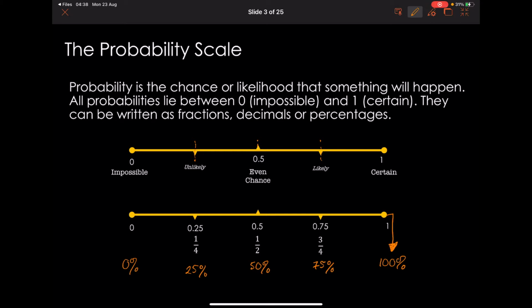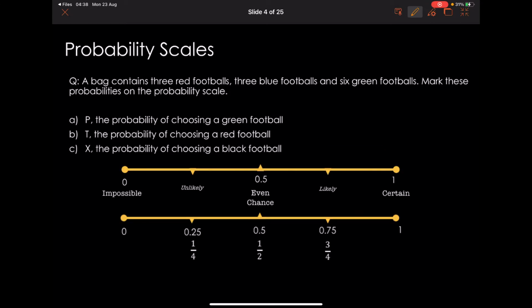Okay, so let's look at an example then. A bag contains 3 red footballs, 3 blue footballs, and 6 green footballs. Mark these probabilities on the probability scale. So A, the probability of choosing a green football. So when we work out probabilities, we need to know how many of one thing there are and then how many there are in total.